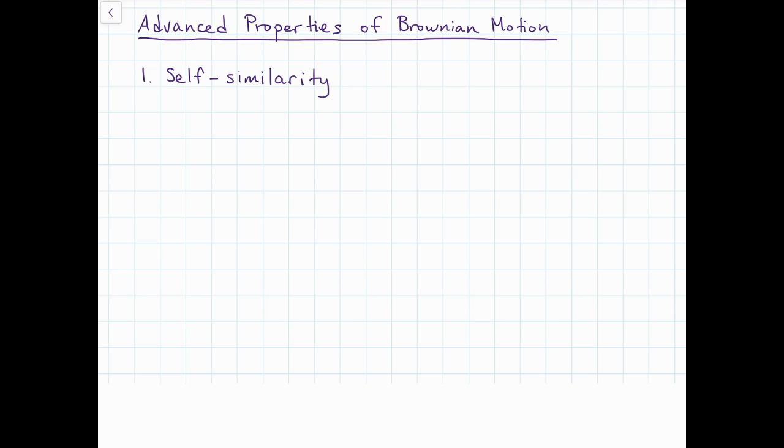In this video, we're going to talk about some advanced properties of standard Brownian motion. The first property is known as self-similarity. And this is really neat. I think this is my favorite property.